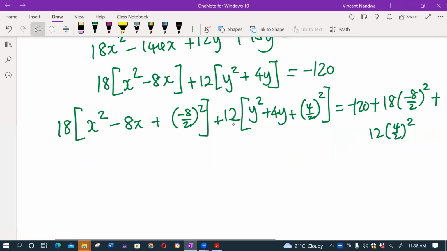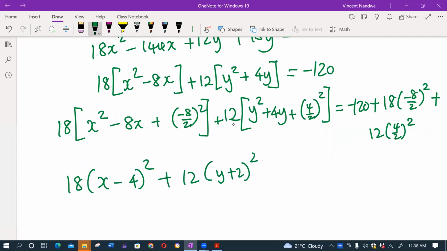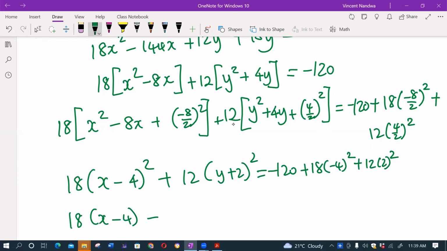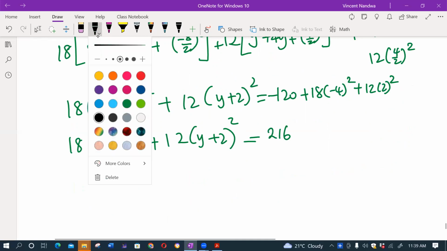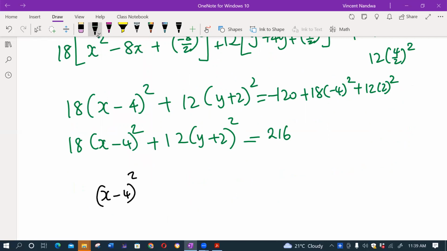So I'll have 18 (x minus 4) squared plus 12 (y plus 2) squared, because this will be 2, is minus 120 plus 18 into minus 4 squared plus 12 into 2 squared. So I'll have 18 into (x minus 4) squared plus 12 into (y plus 2) squared. When you add this, you get 216. Now divide through by 216, you get (x minus 4) squared over 12 plus (y plus 2) squared over 18 equals 1.